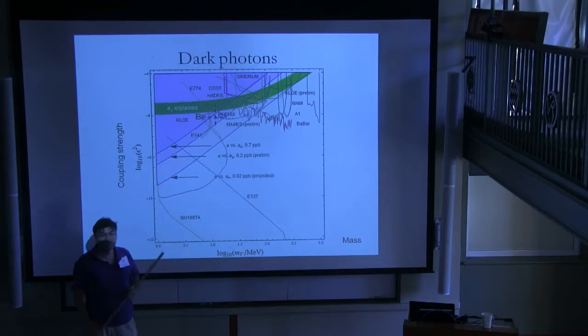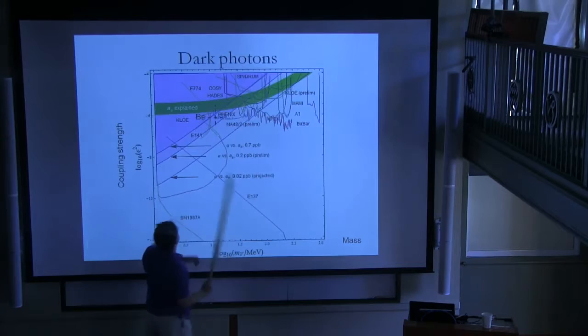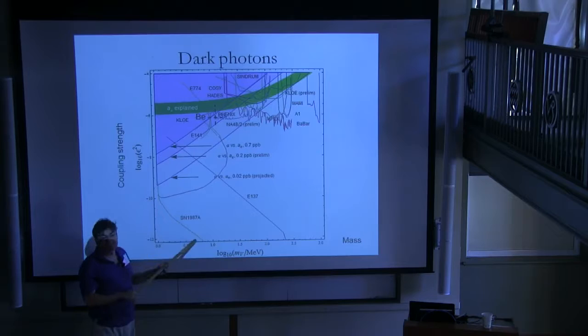The complicated lines here are particle accelerator experiments ruling out dark photons. So essentially, this upper area is ruled out and this lower left corner is ruled out. And here's astrophysics from the 1987 supernova.